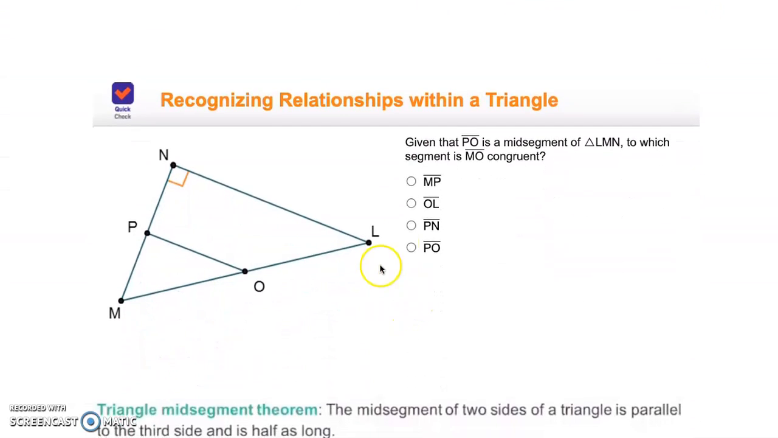So if we look at this, if PO is a midsegment of L and M, that means P and O are both midpoints. So I can say that MO equals OL, NP equals PM. So in this case, which one is MO congruent to? Well, MO is congruent to OL, because if it's a midsegment, then each of those points splits the side that it comes in contact with into 2 congruent parts, because that's the midpoint.